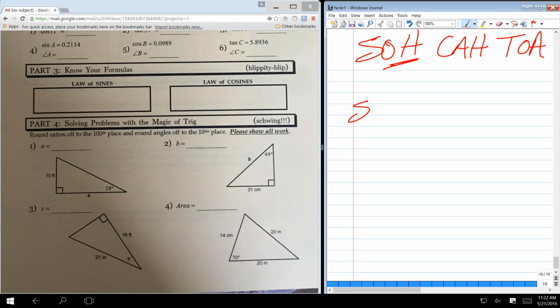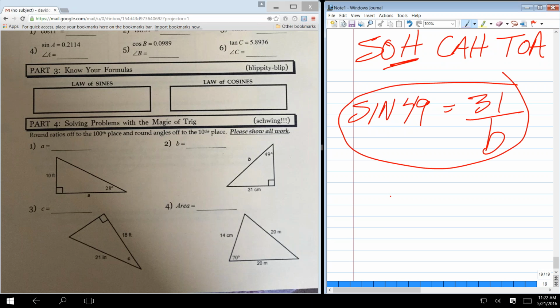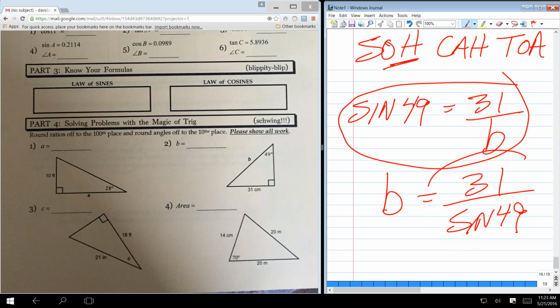So it's the sine of what? 49. Equals? 31 divided by the sine of 49. No. Well, okay. Start with that. Okay. And then solve for B. So first you have to multiply both sides by B, and then you have to divide both sides by sine of 49. And then that number you can get out of your calculator.